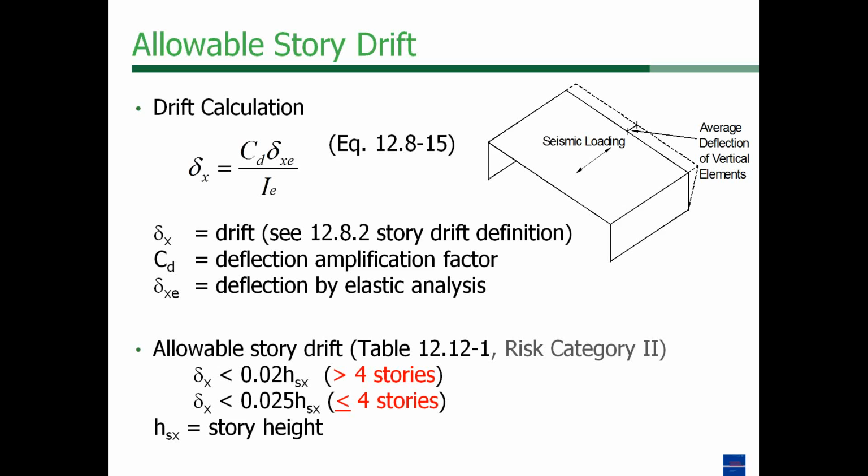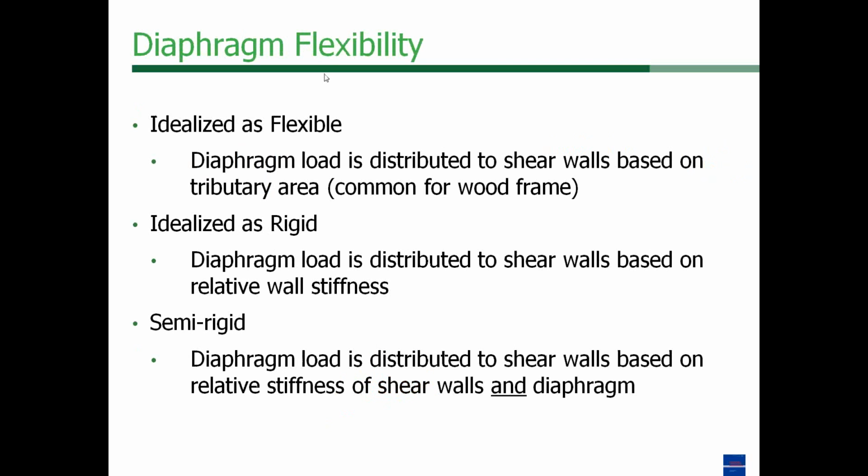So for 4-story and less structures, the allowable story drift is going to be 2.5% of the story height, 0.025 for risk category 2, and for taller structures greater than 4 stories, the story drift is roughly 2% of the story. And again, we'll have a little more discussion on this later on, but these are the important drift provisions in ASCE 7.